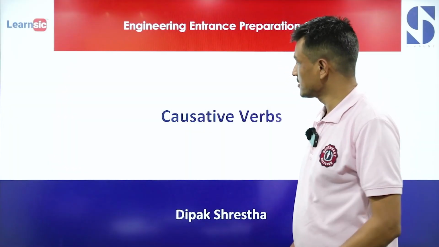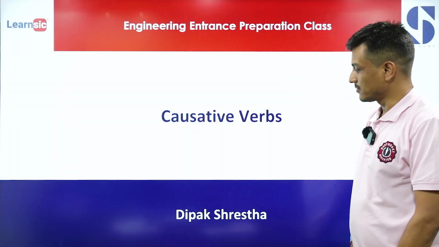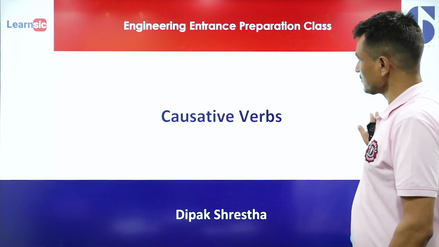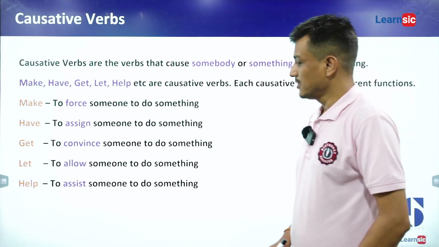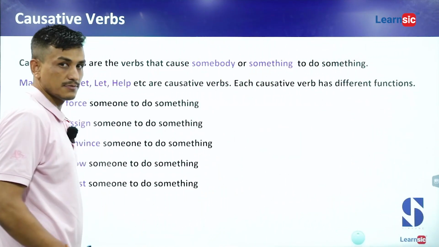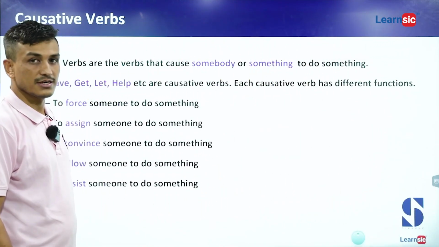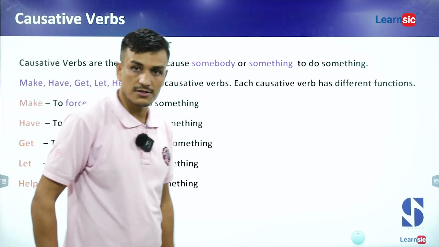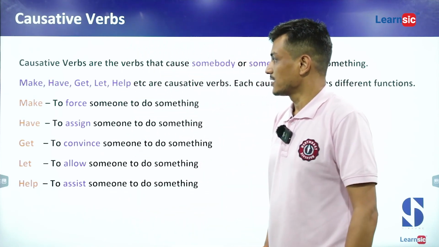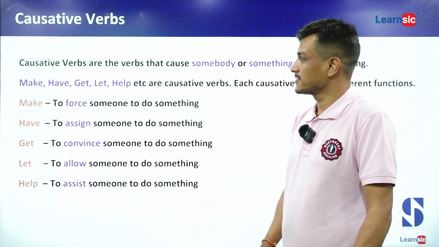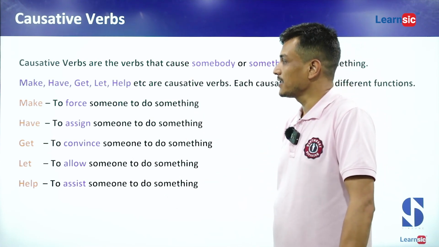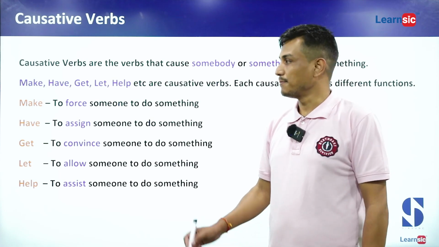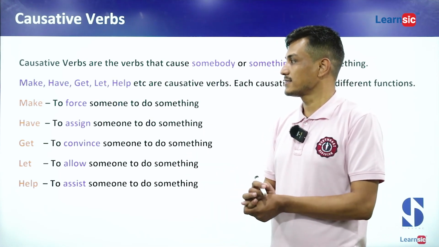Dear students, today we are going to talk about causative verbs. You might have heard about causative verbs in your schooling as well. These are some of the causative verbs that you must know in English. So what are they? Make, have, get, let, and help.